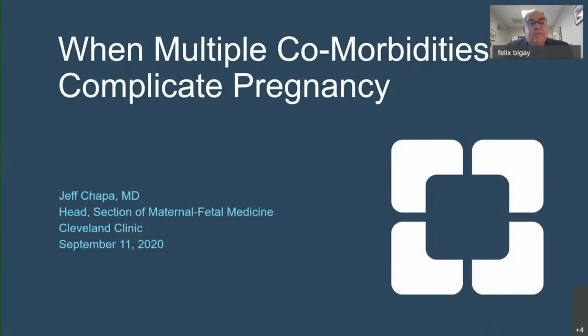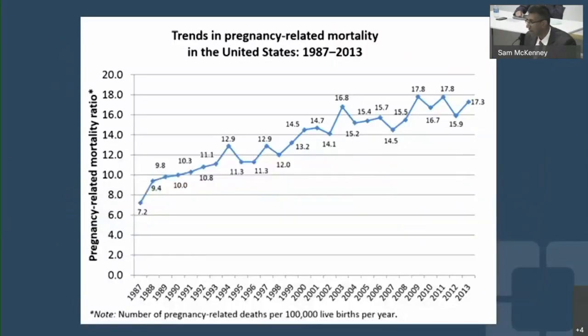So when I first got this topic, I looked at it and I kind of laughed because some days it's like, when do multiple comorbidities not complicate pregnancies? Like, every patient has multiple comorbidities. But unfortunately, that's the reality of our obstetrical population.